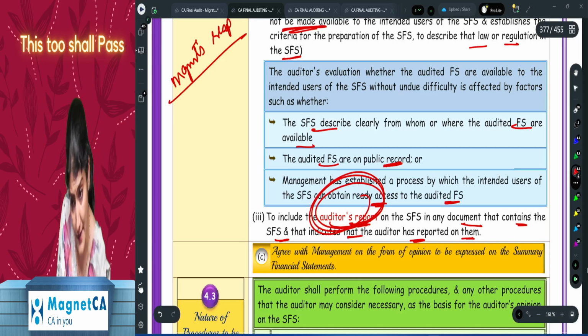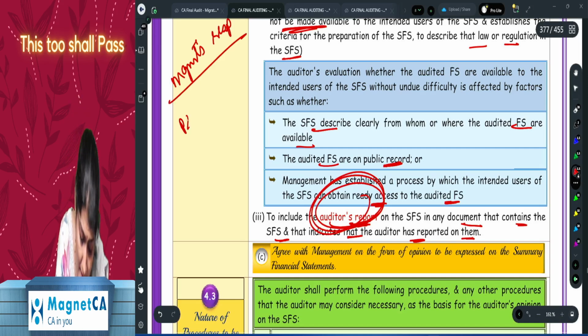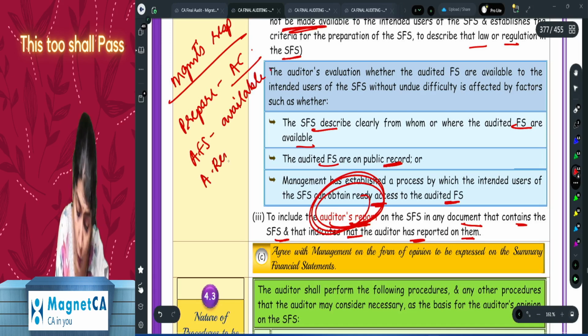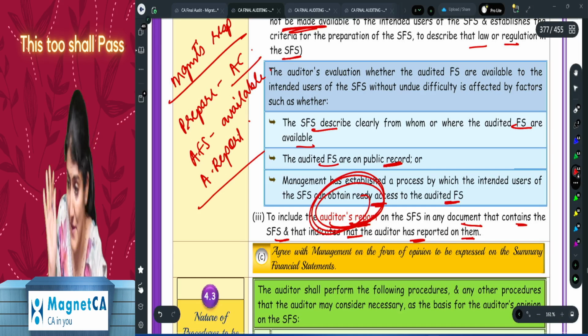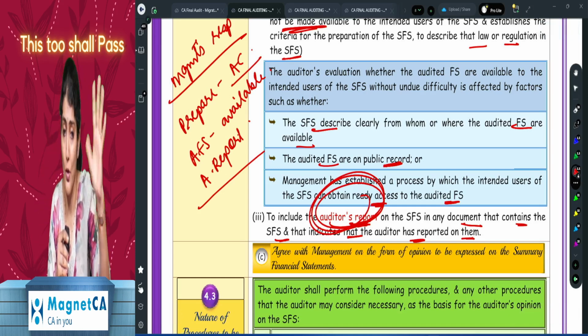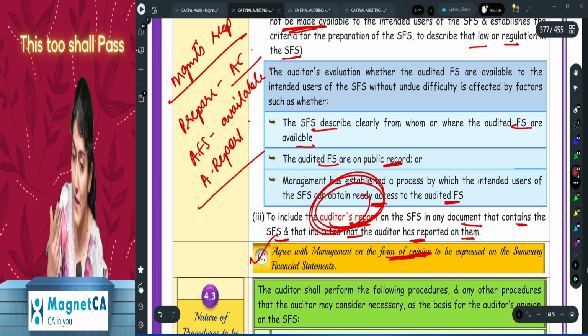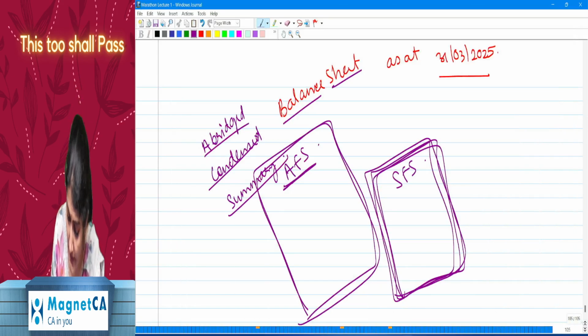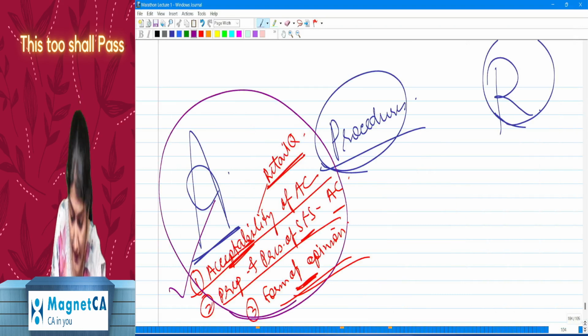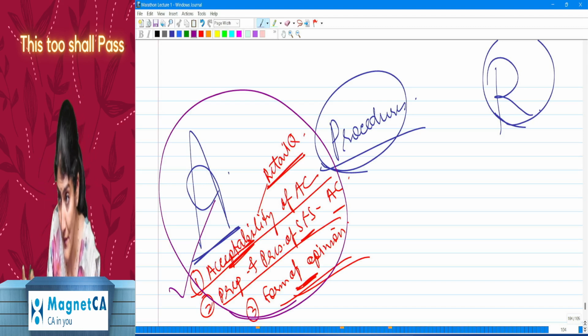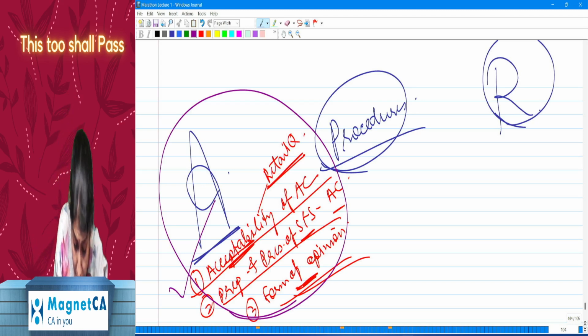What are the responsibilities? To prepare summary financial statements in accordance with the applied criteria. Then to make audited financial statements available without undue difficulty. And wherever you're going to say our CA has given a report on summary financial statements, the report should be attached to that document. Right? And what is the third one? Agree with the management the form of opinion to be expressed. Right? So these are the three considerations while accepting the engagement. Are you able to follow, everyone? Are you getting an outline of the standard that we are discussing over here? Okay, right? So the first one is the acceptance.